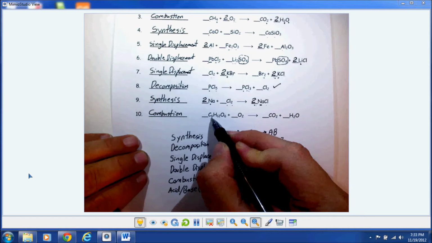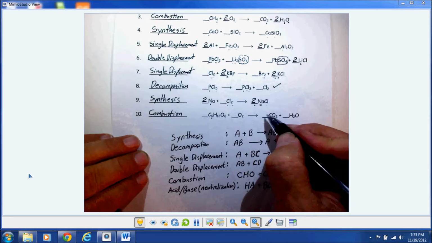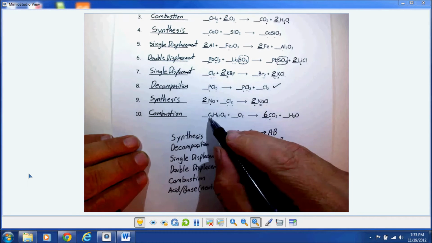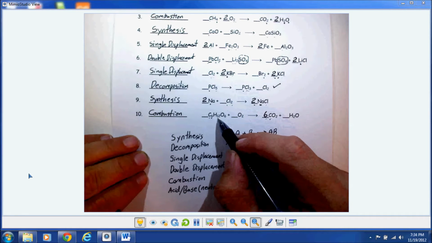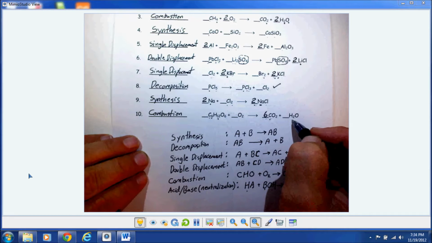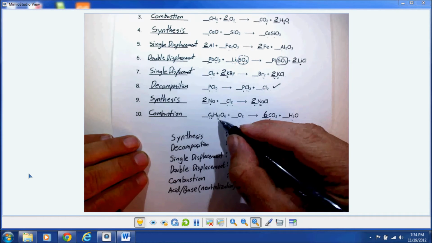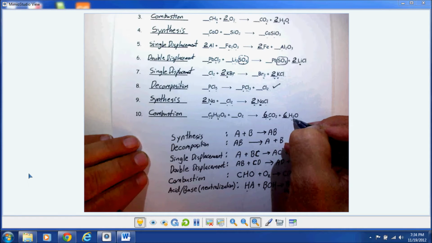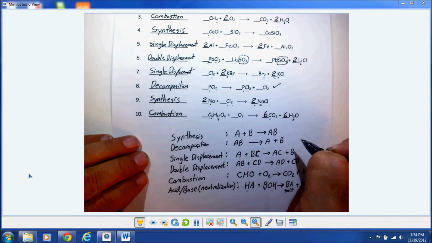We have 6 carbons on the left-hand side, but only 1 here in the form of carbon dioxide. We can fix that by putting a 6 in here. Now we have 6 carbons on each side. Hydrogens, there are 12 hydrogens, and there are only 2 in water. In order to have 12 hydrogens in the water here, I can put a 6 in front of this, because 6 times 2 is 12. Now we have 12 hydrogens on each side.